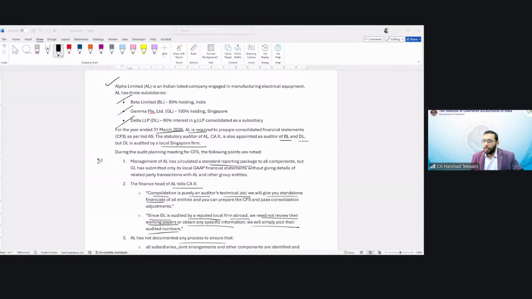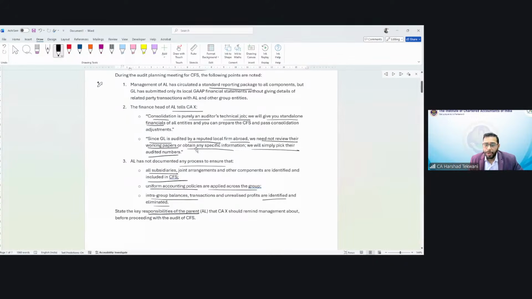So, when we are talking about the responsibility of the parent, the first responsibility is the identification of all the components. The parent has to identify all the subsidiaries, joint arrangements, and other components that are required to be included in the CFS. Second is identifying reportable segments. Component is one thing, but segment reporting is also required in the CFS, and for that, they need to identify the segments which are there.